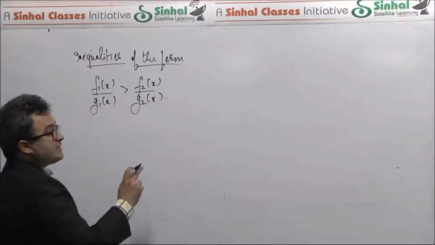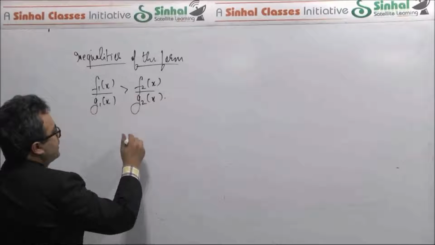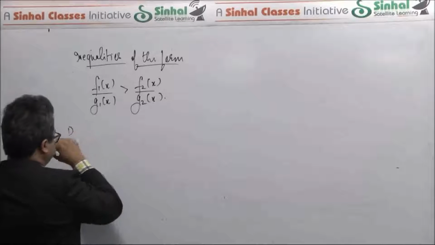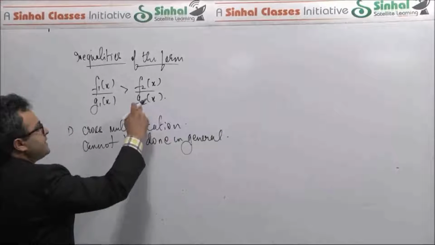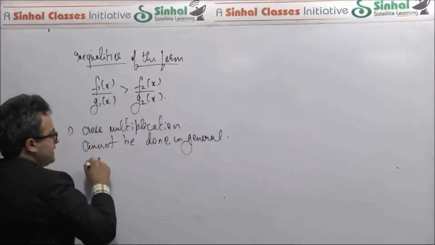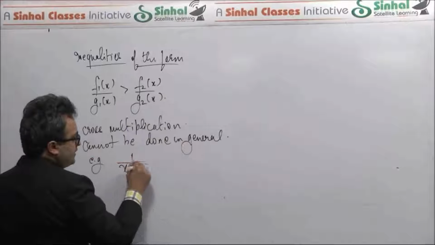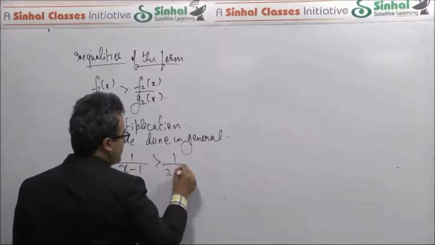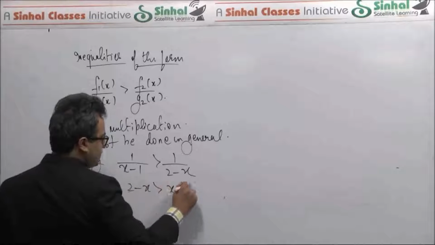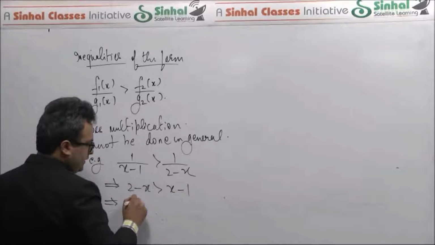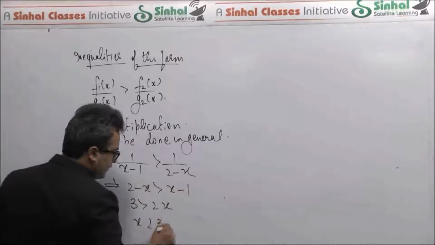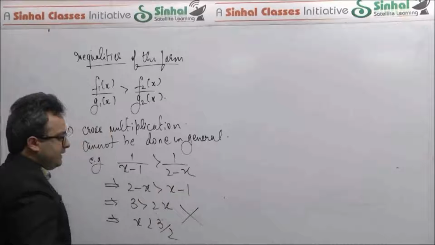Also, what is not very obvious is that you can't simply just cross multiply throughout. So as a first point, for such inequalities you can't simply just say that f1(x) into g2(x) is greater than g1(x) into f2(x). As a simple example, if I say 1 upon x minus 1 is greater than 1 upon 2 minus x, and then I go on to say that okay, 2 minus x must be greater than x minus 1 and therefore 3 is greater than 2x and therefore x is less than 3 by 2. That is incorrect.